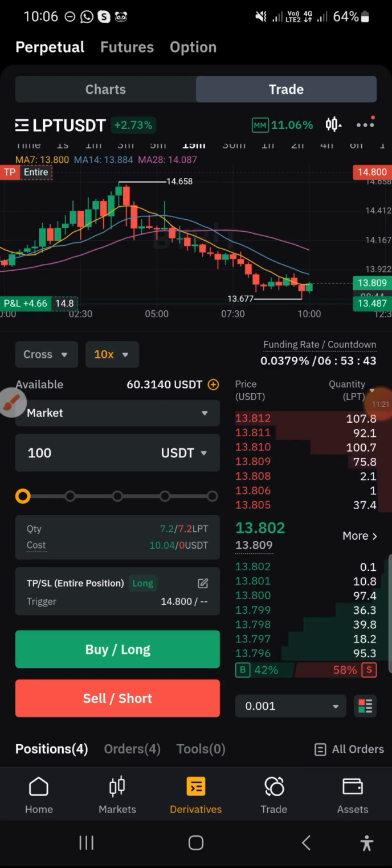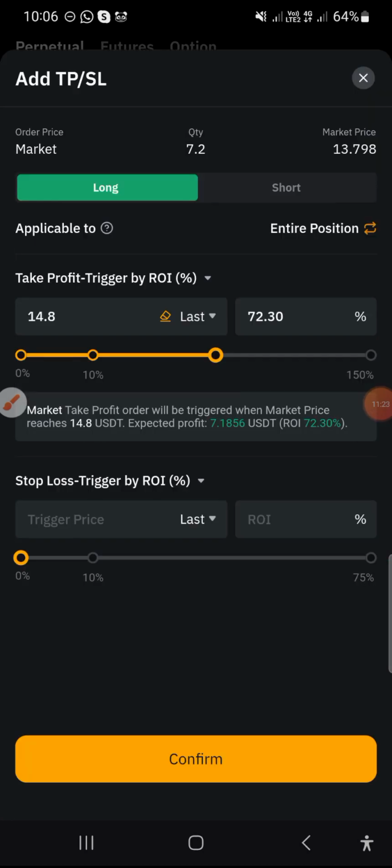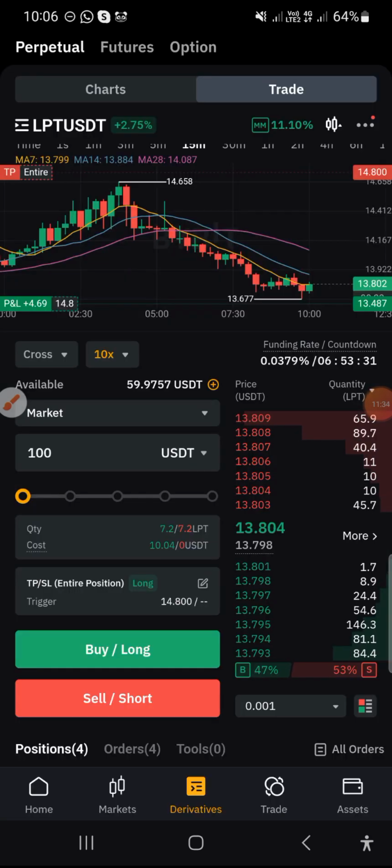So how much profit are we going to make? With 14.8, you are going to make $7. With $10, you are going to make $7, because you are going to make 72.30% profit. So when the price goes up to 14.8 LPT, the take profit will be triggered, and you are going to make your money.